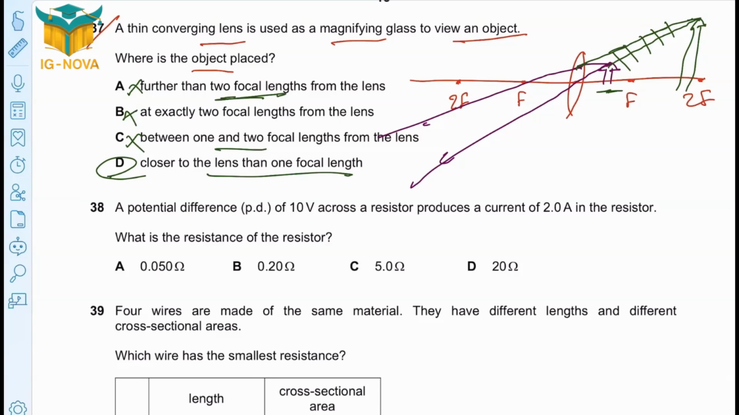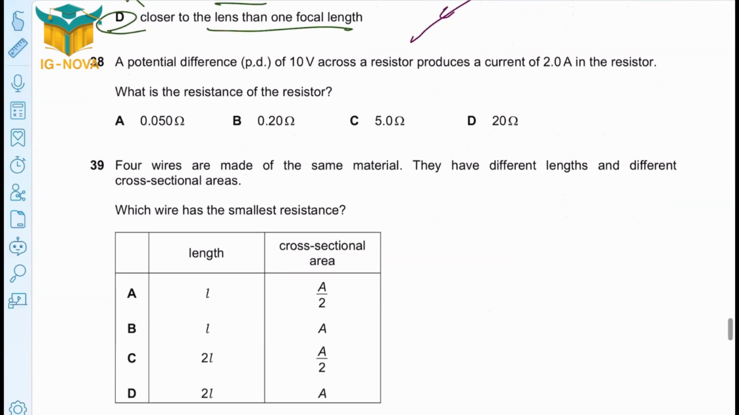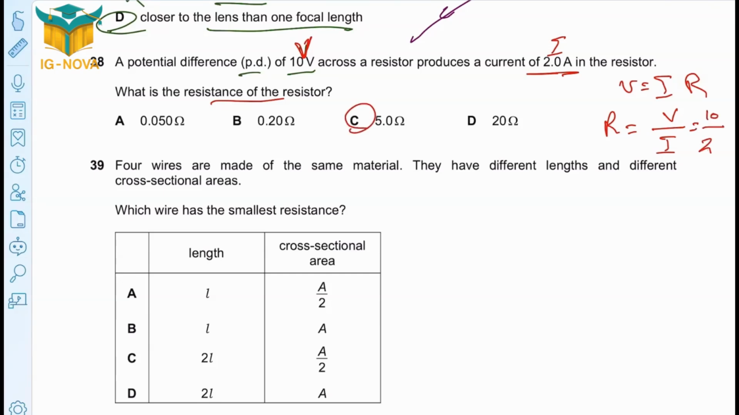Question 38. Potential difference BD of 10 volts. So V is 10, and the resistor produced a current of 2 ampere. What is the resistance? Well, V equals IR. R will be V over I. V is 10, I is 2, so R will be 5 ohms.